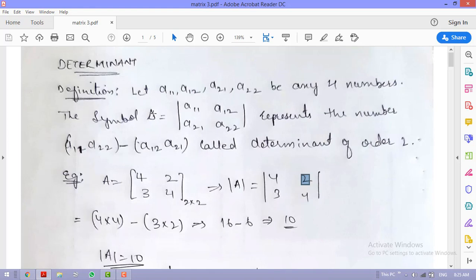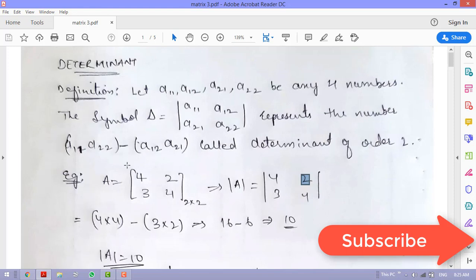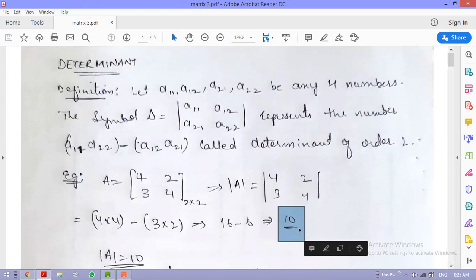Apart from that, it is also used for solving linear equations and to capture how linear transformations change the area or volume, and also change variables in integrals. You can also see that it is a function whose input is a square matrix and whose output is a single number. So that is considered to be a determinant.